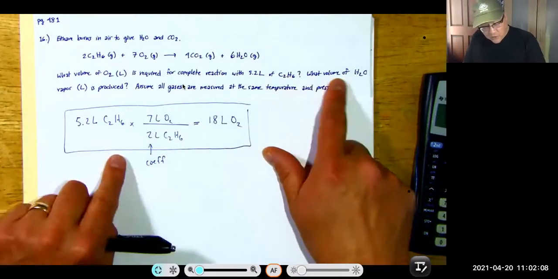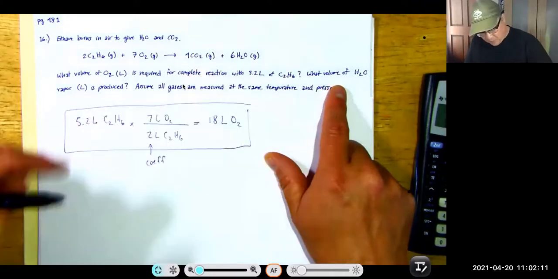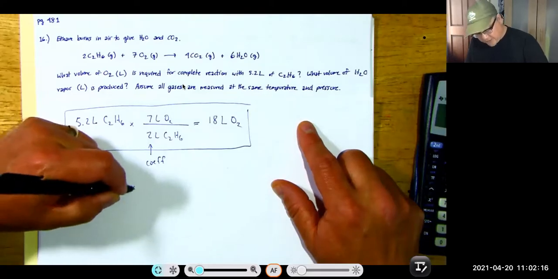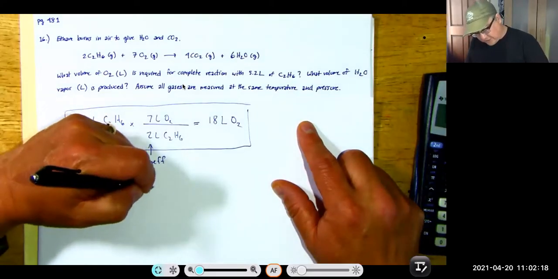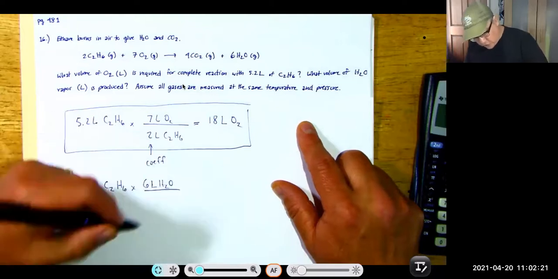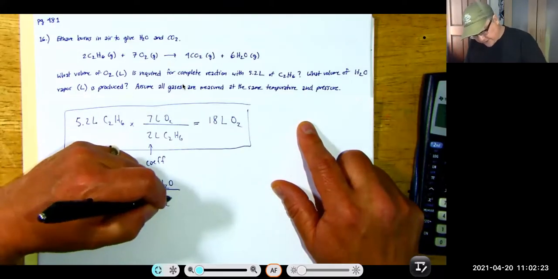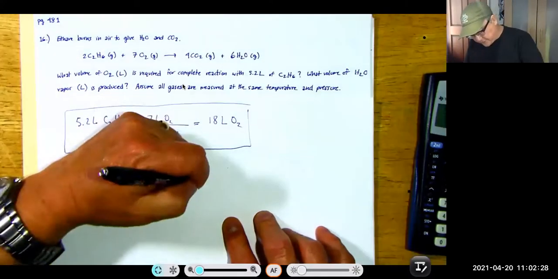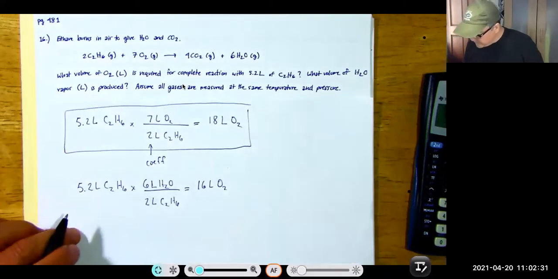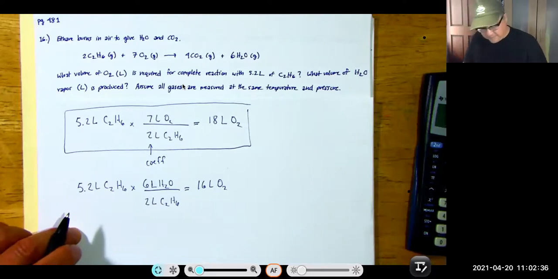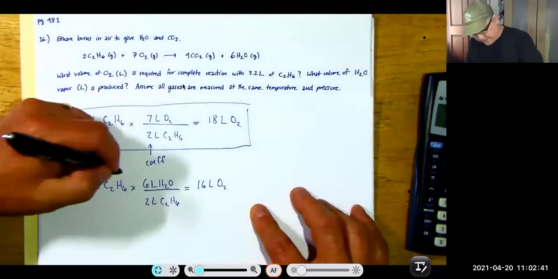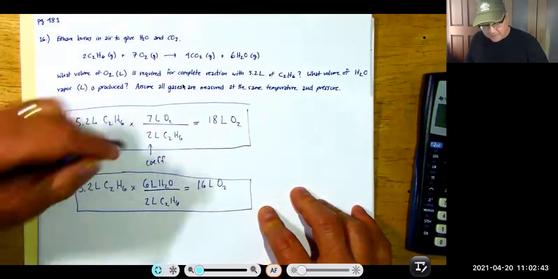What volume of H2O vapor is produced? Same problem, different emphasis. So here we're going to have 6 liters of H2O per 2 liters of C2H6. So it's going to be 3 times this, which is going to be 16 liters of H2O, if I'm not mistaken. Yep, I get 15.6, which I round to 2 sig figs, and so I get 16 liters. And so this would be the answer for the second part.